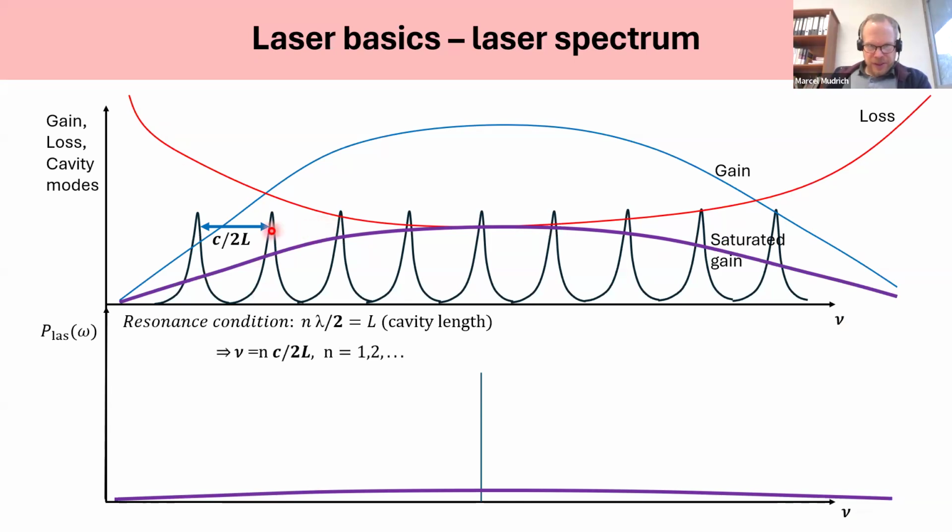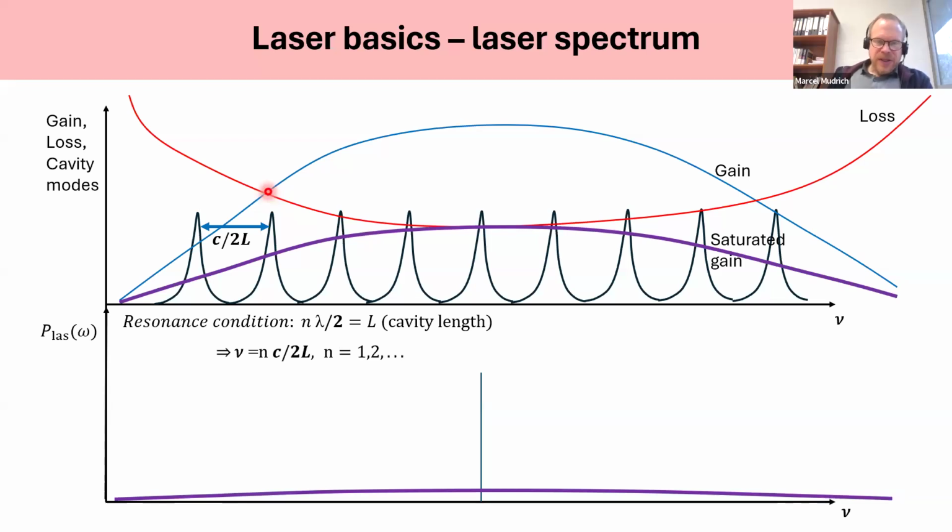resonator. And in a laser resonator, we have a resonance condition, which is given by the fact that multiples of half the wavelength have to equal the cavity length, and that translates into the frequency being discretized into multiples of what is called the free spectral range. The free spectral range is c over 2L. That's just the spacing between the cavity modes. So that's where lasing can occur. And lasing can occur only in the range where gain exceeds losses. So in the range where the blue curve exceeds the red curve, in principle.